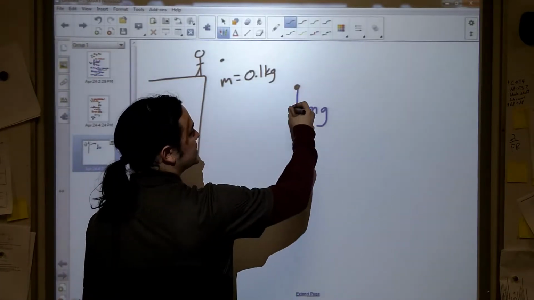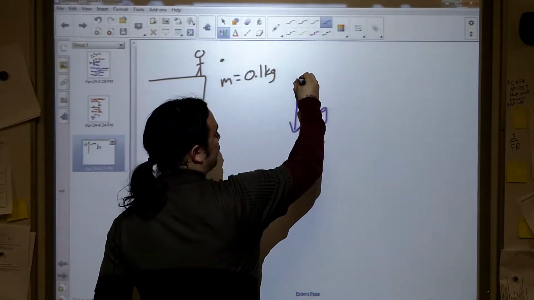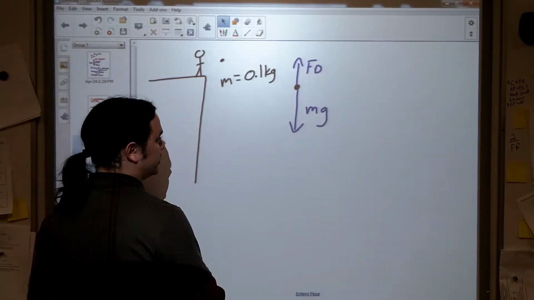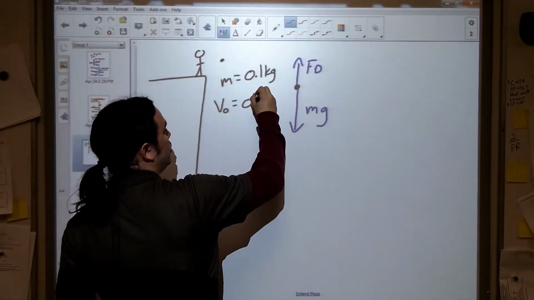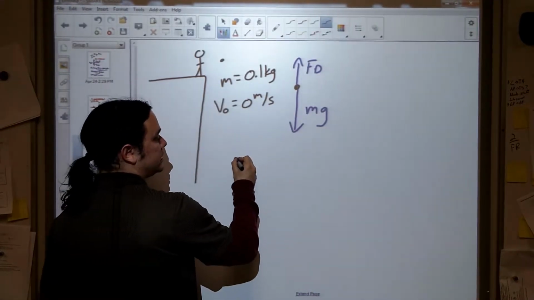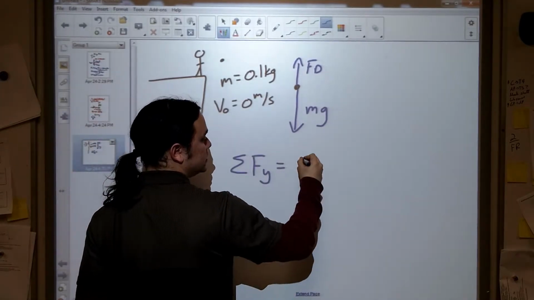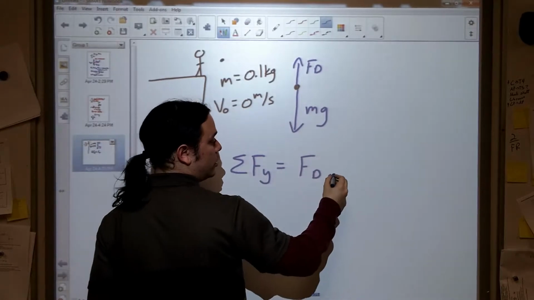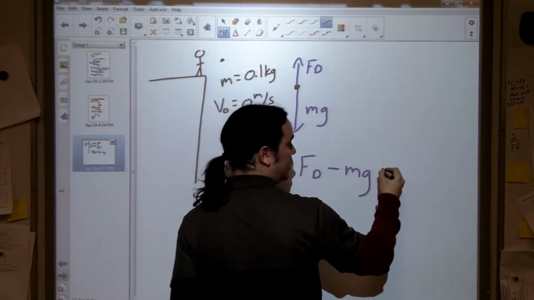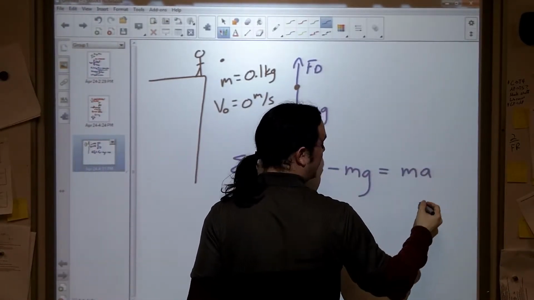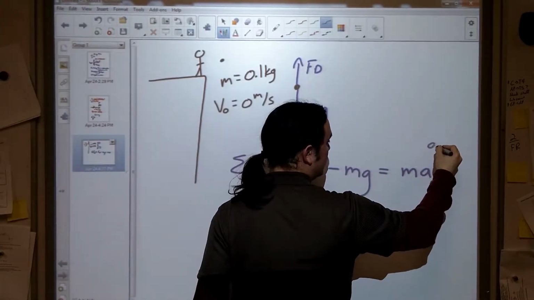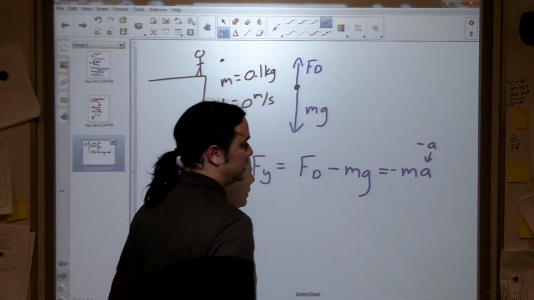Now as this thing falls, we're going to end up with a drag force that points up. But the important thing is this. We're going to say that I'm dropping it so it starts with an initial velocity of 0 meters per second. So at any given point while this thing falls, my sum of forces in the y will look like this. The drag force, which is up, so it's going to be positive, minus the force of gravity, mg is down, so I'm going to do negative, equals ma. Now, one of the things that we might actually need to incorporate in here is that the acceleration is going to be negative. So I'm going to put a negative sign here.